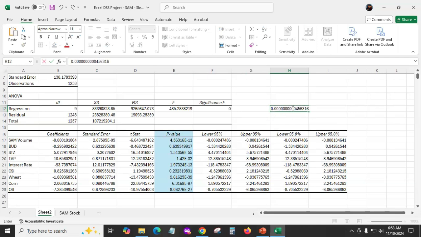Okay, so it has 11 zeros in front of the 456,316. And if I hit enter, you can see that this number and this number are exactly the same. So what you're looking for is significant, the likeliness that the predictor is significant. So you really want to find these numbers here that have a very high E negative number.